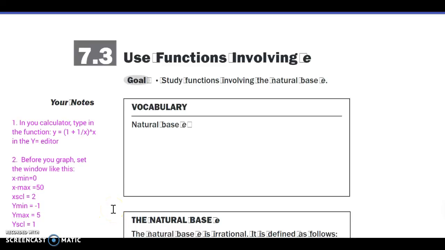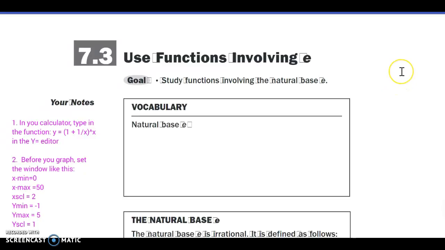All right, so today we're going to learn about the number e. So you know about the number pi, which is an irrational number. Today we're learning about the number e, which is another irrational number. So it is actually a number.